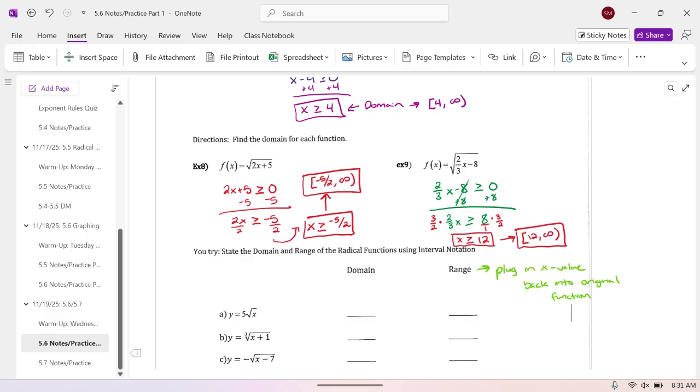Guys, everyone should be trying these. At the very least, try to get the domain. In other words, whatever's under the radical is greater than or equal to 0.